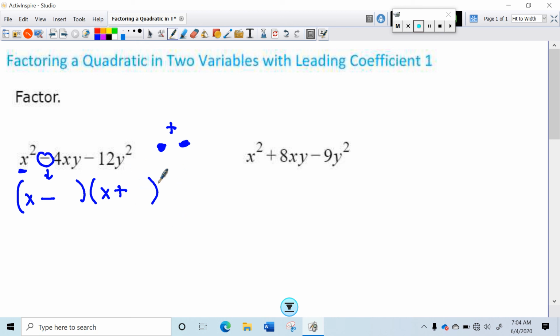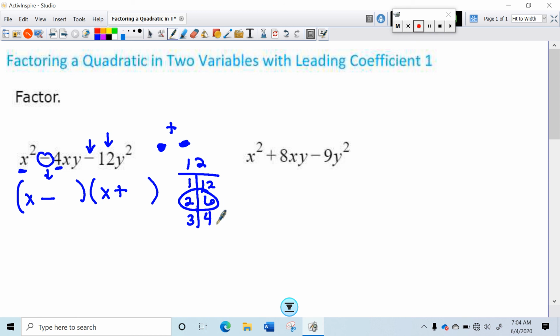Okay, now I want to work backwards. I want the factors of 12. So 12 divided by 1 is 12, 12 divided by 2 is 6, 12 divided by 3 is 4. Those are the factors of 12 that when I subtract them, give me a 4. So when you do 6 minus 2, you get a 4.